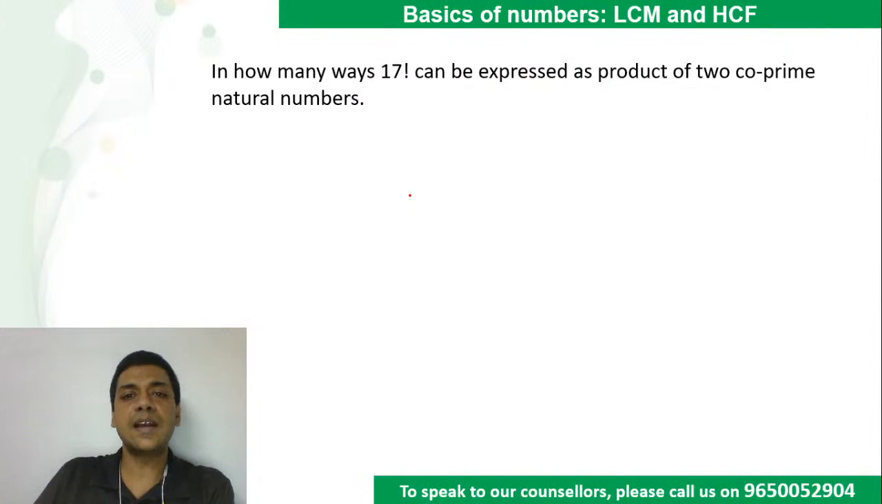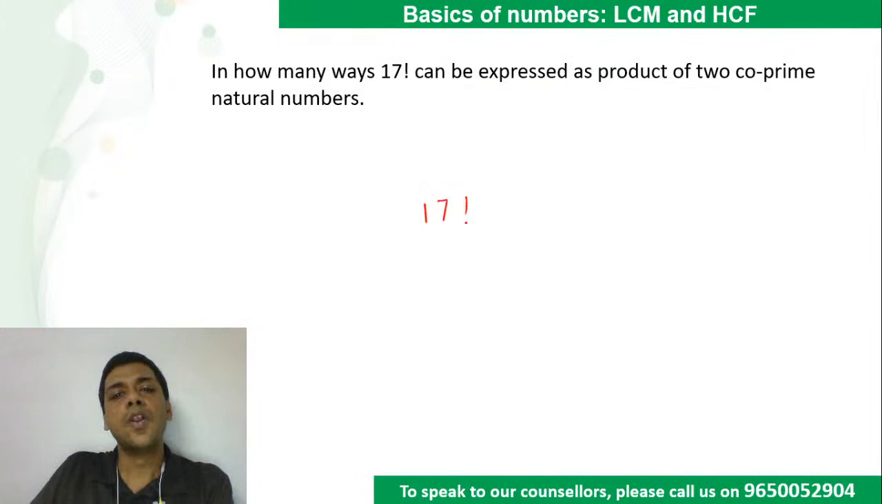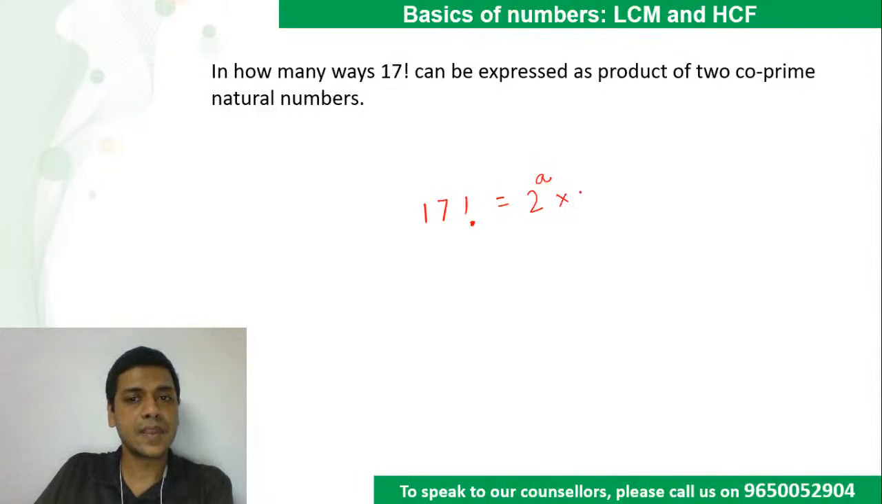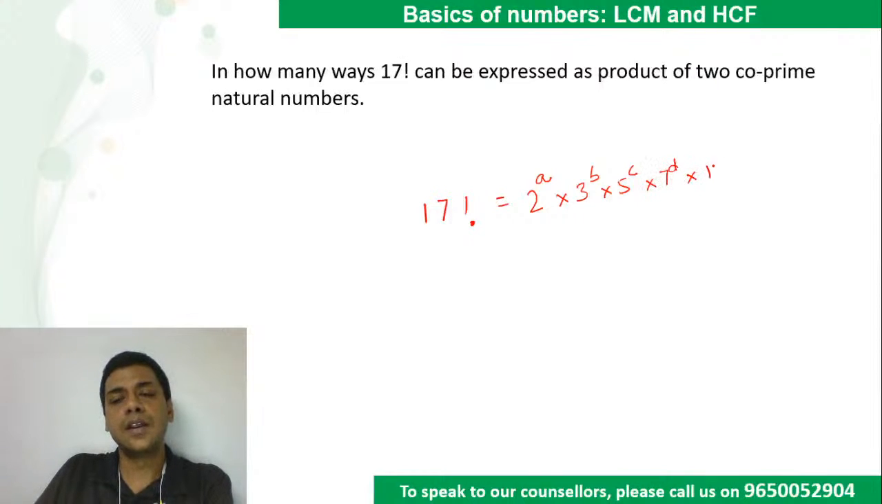So in this case, I am just looking at what are the factors of 17 factorial. If I look at factorial 17, it is 2 raised to power some number into 3 raised to power some number into 5 raised to power some number into 7 raised to power some number into 11 raised to power some number into 13 raised to power some number into 17 raised to power some number.